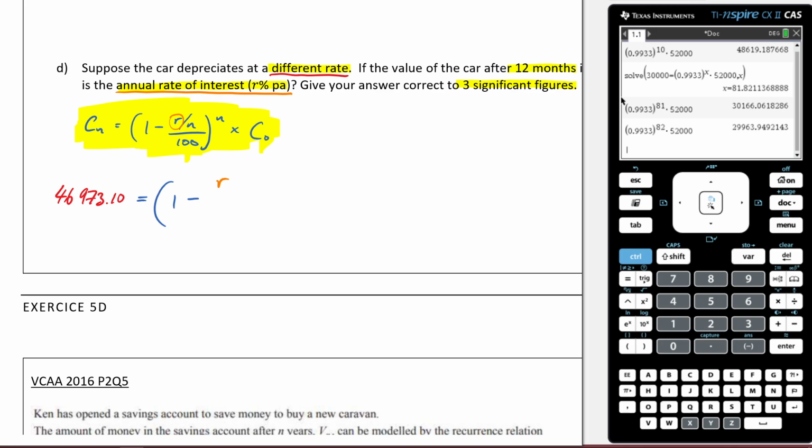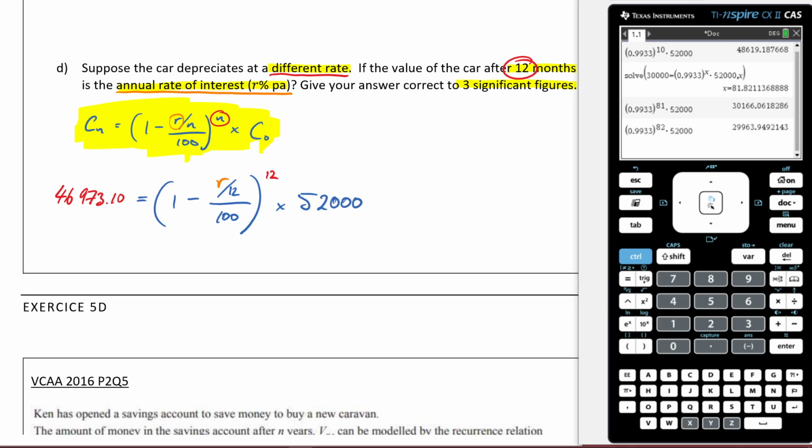Remember at the very beginning, we said, this is how much it's depreciating yearly, but we need to figure out how much it's depreciating per month. So that's why we're going to now divide this by 12 and then divide all of it by 100. Remember, the reason why we're dividing it by 100 is because we want to turn our percentage into a decimal. The next thing that we're told here is that this is the value of the car after 12 months. So into this spot, I can put 12 because that's telling us it's over 12 months. And then the last thing is C of 0. We know that's going to be 52,000.